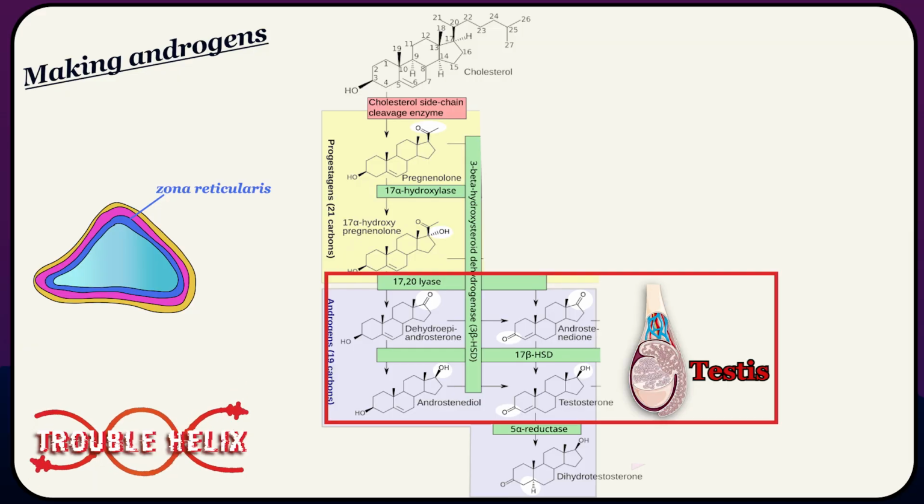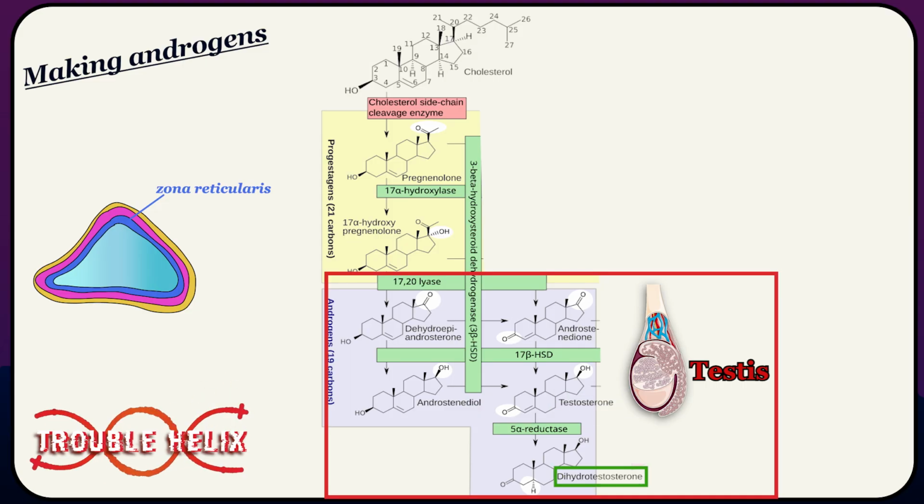In the testes, it gets converted into testosterone, a classic, which can then be converted into the strongest of the androgens, dihydrotestosterone, or DHT. The adrenals can't make their own DHT because they don't express the enzyme 5-alpha reductase, so they provide a supply of DHEA that can be transformed into stronger androgens by other tissues.